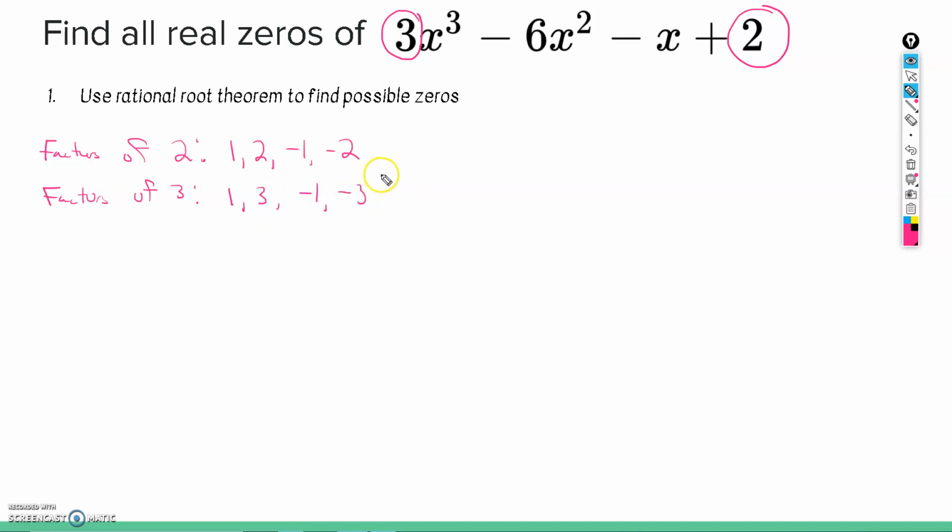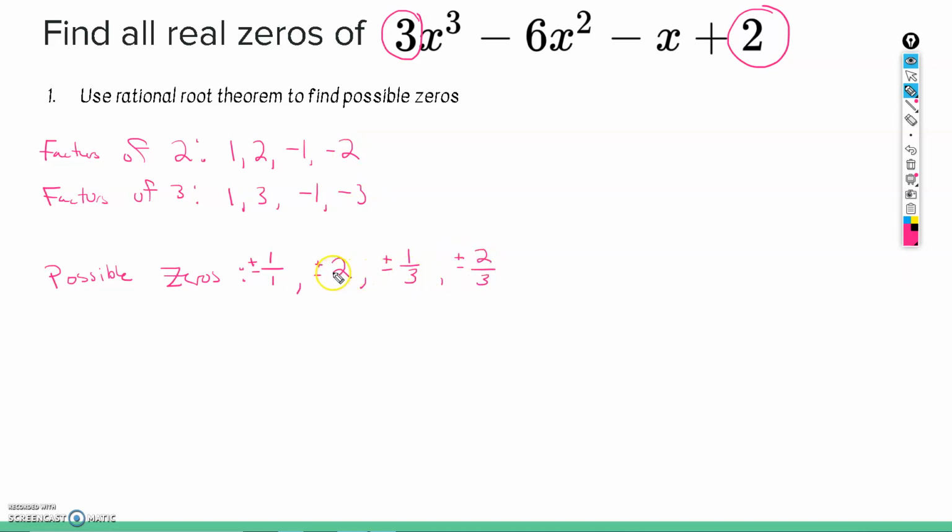And then from here, we need to combine them in all possible ways. So possible zeros would be, let's see, 1 over 1. We could have 1 over negative 1. That's where the positive negative comes in here. Then 2, we could have 2 over 1, or 2 over negative 1, so that's positive or negative 2. And then we could have 1 over 3 or 1 over negative 3, which would be positive or negative 1/3. Or we could have 2 over 3 or 2 over negative 3, which would end up being just positive or negative 2/3.